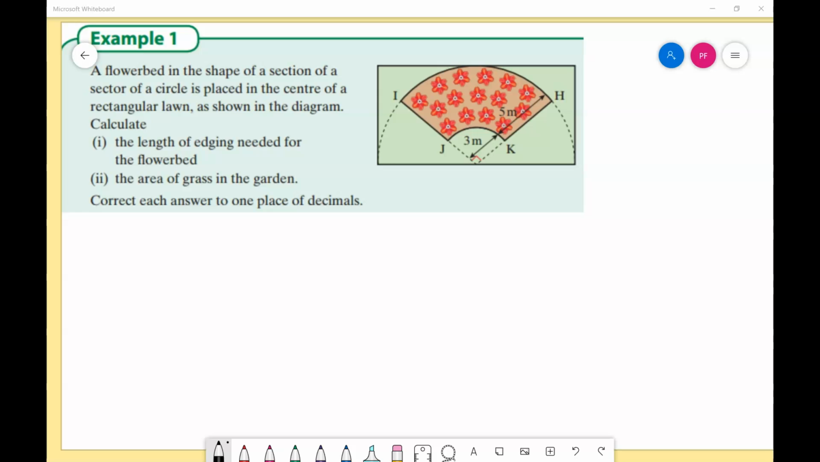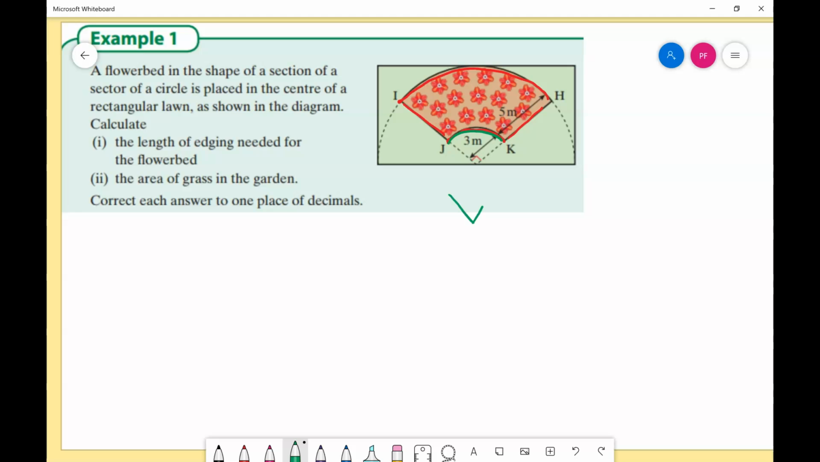and it's placed in the center of a rectangular lawn as shown in the diagram. Calculate the length of the edging needed for the flower bed and the area of the grass in the garden. So we see our flower bed there. So the edging is going to consist of an arc length from here to here, an arc length from here to here, and two sides. So let's find the first arc. Let's find the small arc length first.